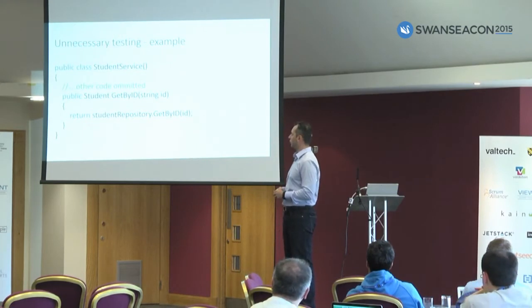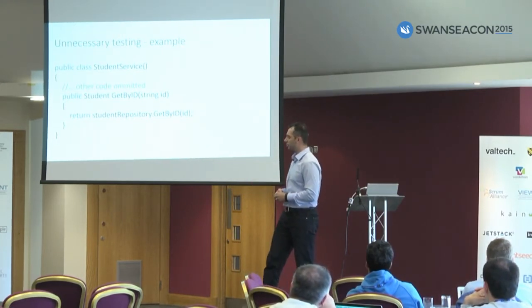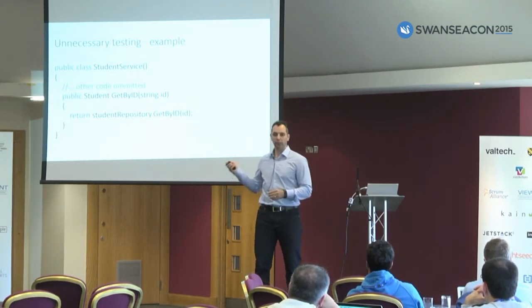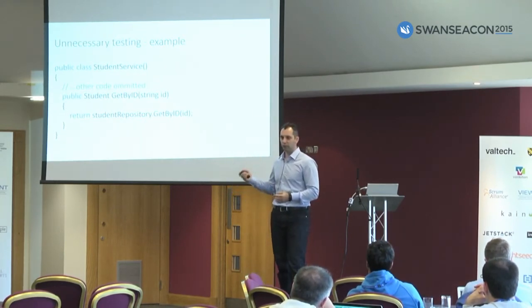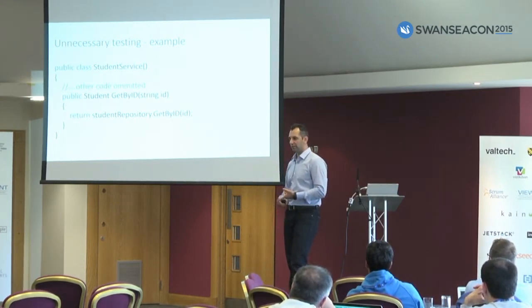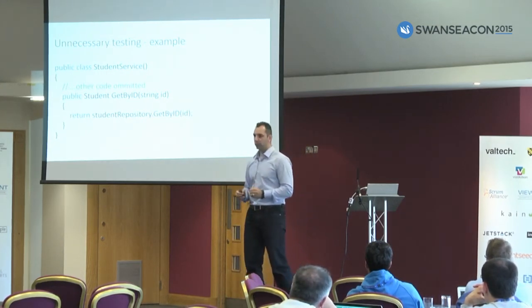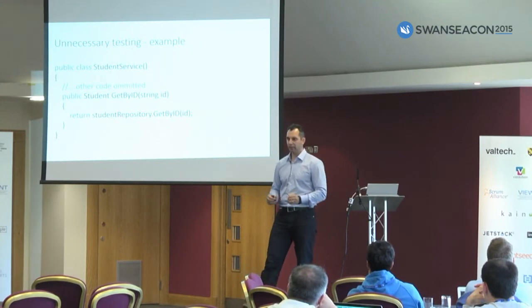Now, do we really need to test the get by ID here? We already know that the repository, the student repository, will return the right object. So by testing this again, you not only add duplication, but you add time and effort to write your tests, and it will also add to your maintenance further down the line once things change. It's very important to choose the right things to test at the right time.